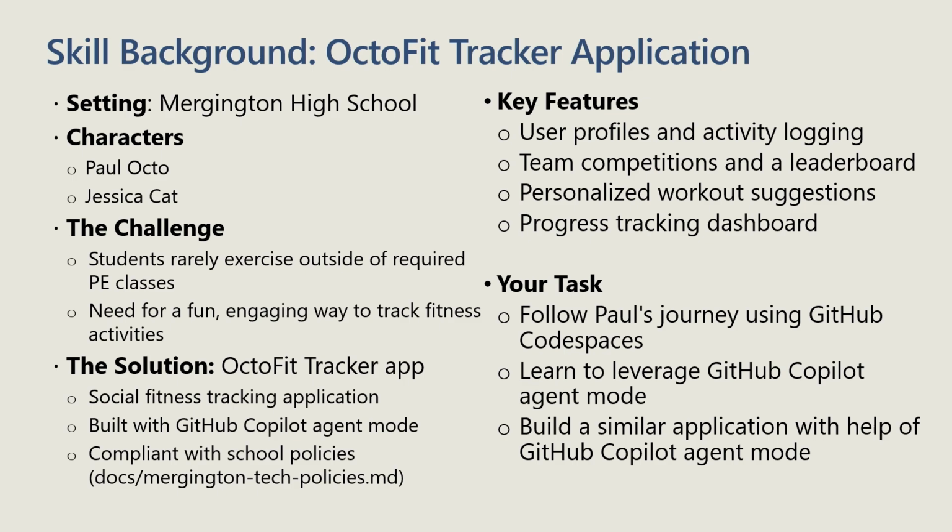Here is our application, so you have a bit of context, some domain knowledge. We are building an application for a fictive school called Mergington High School. The idea is that we have a couple of characters with us you might have heard of, if you've heard of things GitHub, Paul Octo and Jessica Cat, and that forms OctoCat. So the challenge here is that students rarely exercise. Have you heard of such a thing, right? What we want to do is to make sure that they sign up to PE classes, become more active and more healthy, but of course all of this needs to be fun for them.